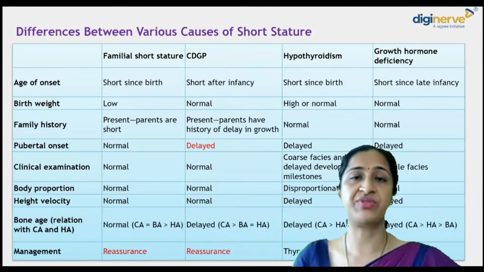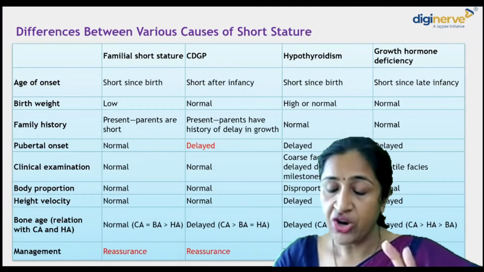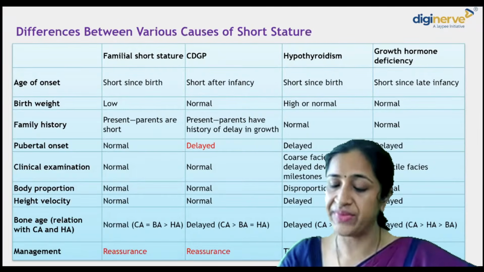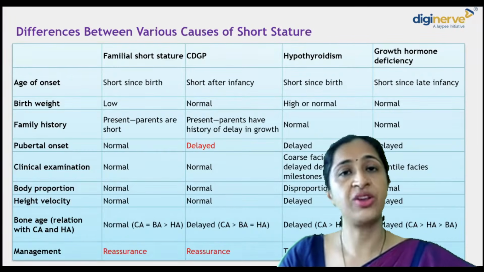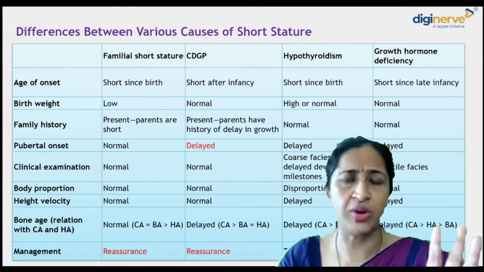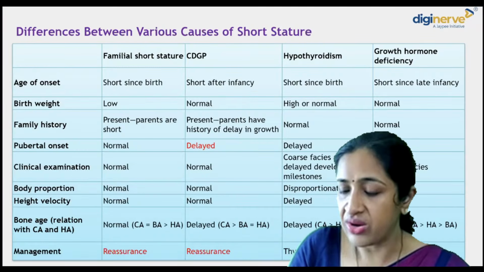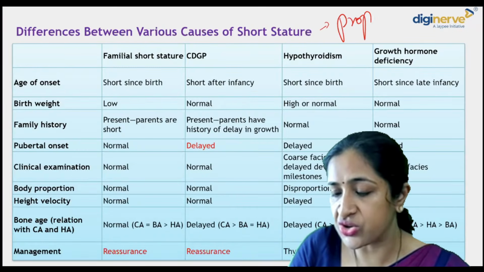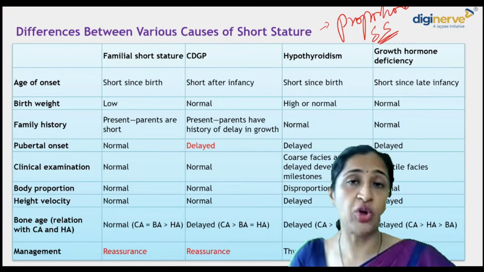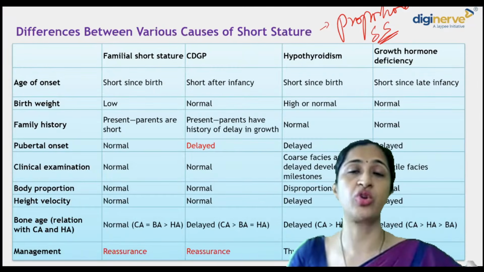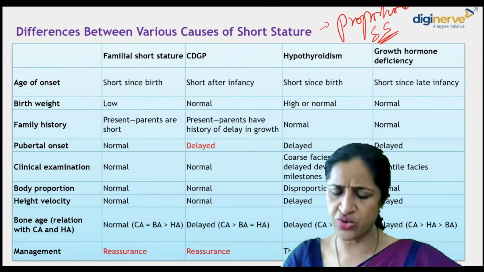Now, how do you differentiate between the various causes of short stature? We have familial short stature, constitutional delay in growth, this is called CDGP or growth potential, hypothyroidism, and growth hormone deficiency. All these were the commonest causes. Now, all of these are proportionate short stature. There is no abnormality where the upper limbs are growing or the lower limbs are growing and the body is not growing, or vice versa.